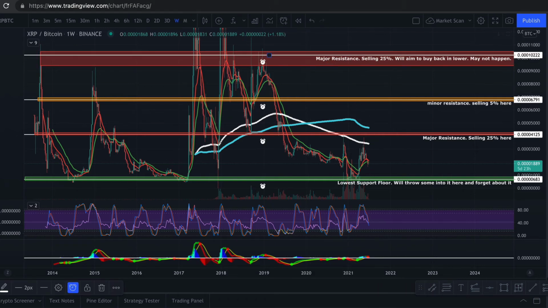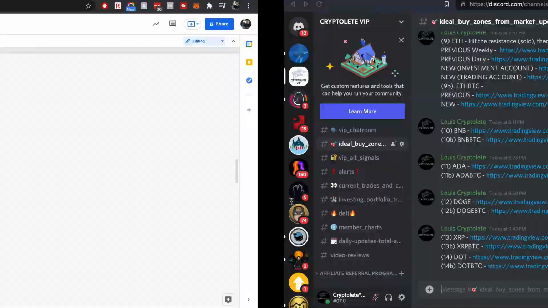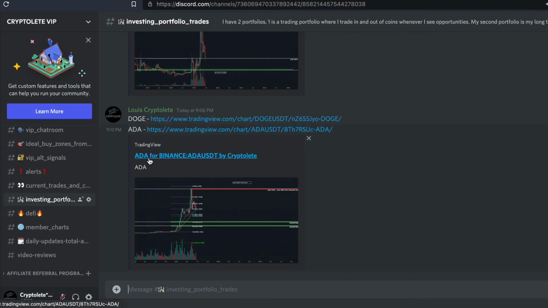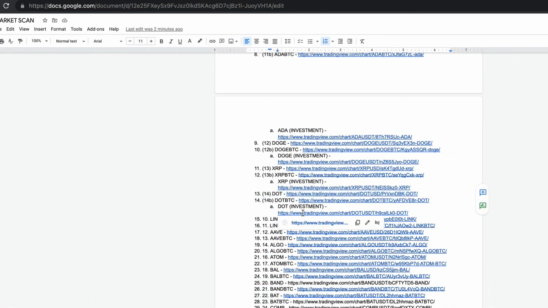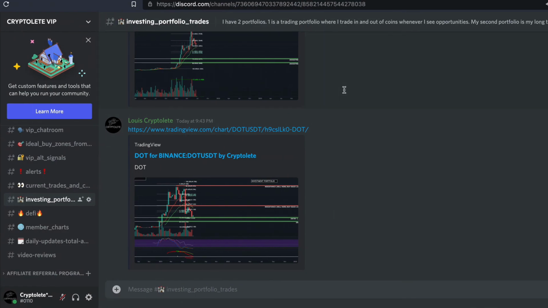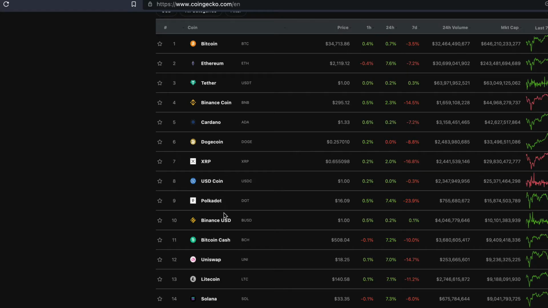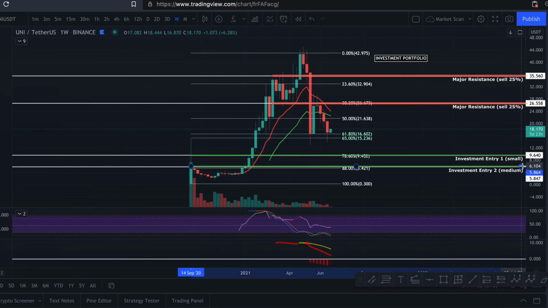So now I have XRP and DOT. So let me get XRP up in here. Copy DOT. All right. And then I put the DOT investment, right? Doge, ADA, XRP. No, I do not have the DOT investment in here. So let me copy and paste that. All right. So what comes up after XRP, Polkadot, Binance, Bitcoin Cash, Uniswap? Let's look at Uniswap. For Uniswap, I'm going to buy here, and if it happens to come up here and here, I'm going to sell 25%.